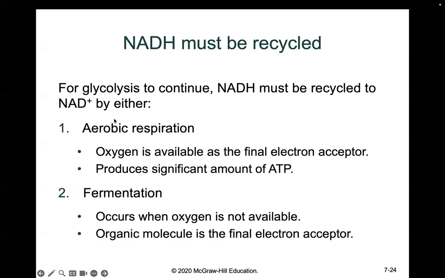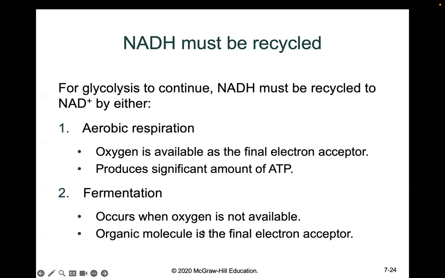So we need to recycle NADH back to NAD. We need to remove these electrons and hydrogens to bring back NAD, so this can now still accept more electrons. So we have a big pool of NAD plus. Well, that happens in 2 ways. If oxygen is available, we do aerobic respiration, where NADH is going to release all its electrons to oxygen. That's where it's going to lose its electrons, the NADH, to become NAD.